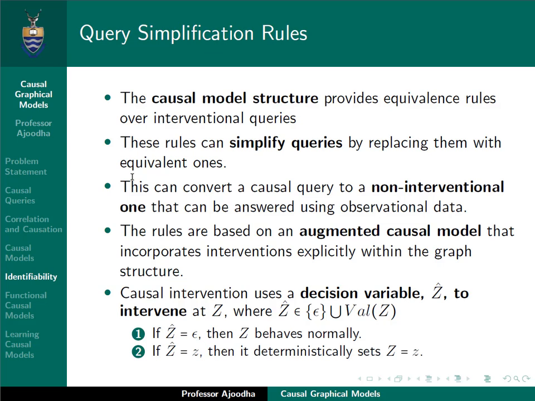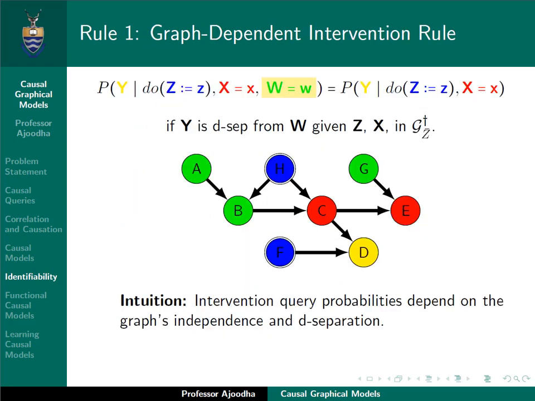Let's do it. Let's start with the first rule. I've made up these names. Obviously, depending on which book you read, you'll find different names. I just made these up. They made sense to me when I wrote them. Otherwise, I don't want to just call them Rule 1, Rule 2, and Rule 3. So let's call Rule 1 a graph-dependent intervention rule.